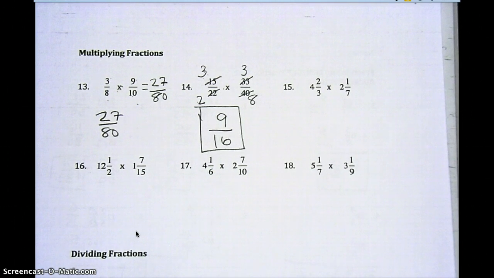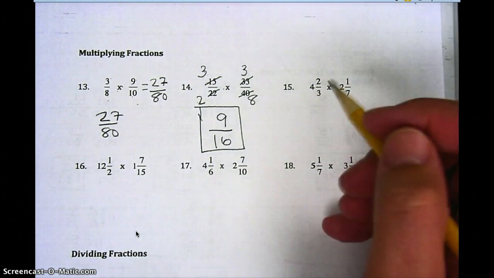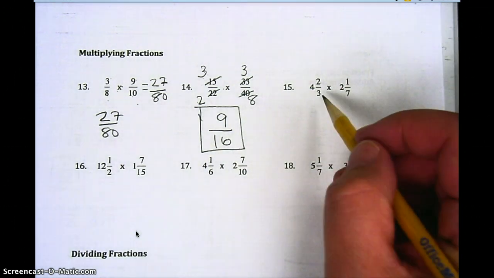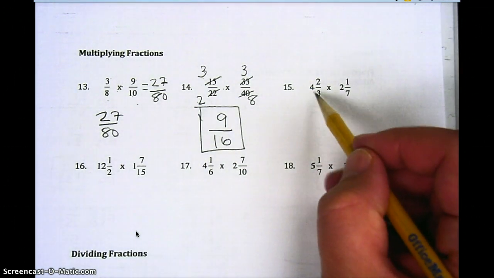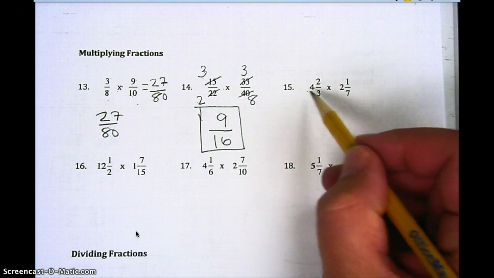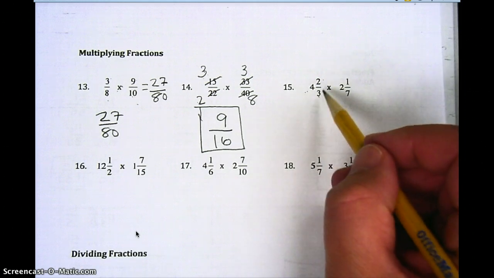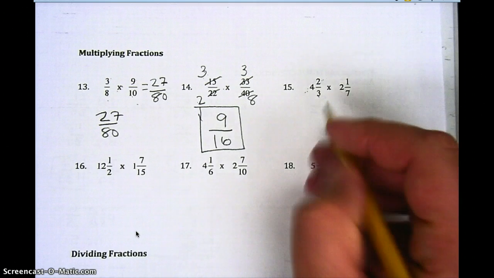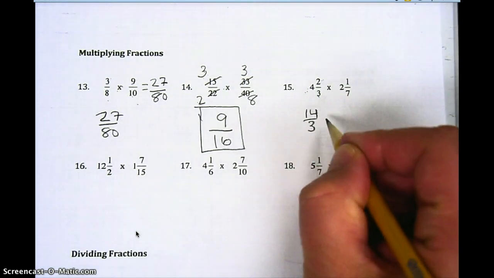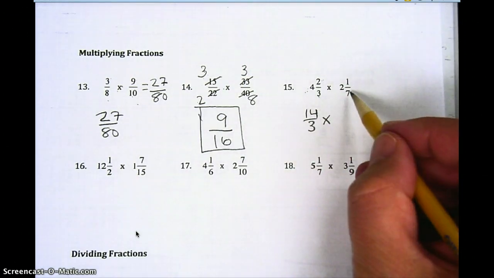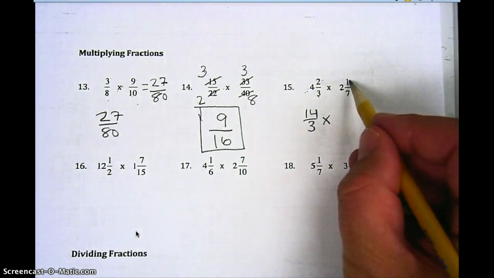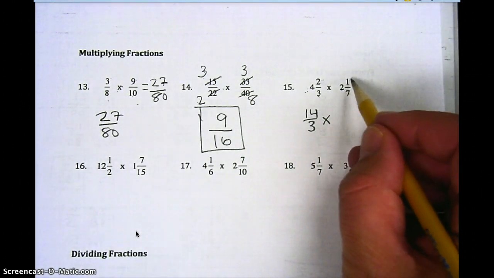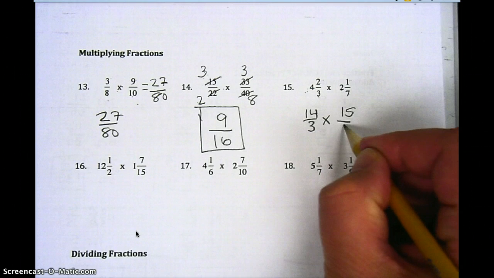Whenever I have mixed numbers, I have to change them to improper fractions before I can multiply them. The way I change a mixed number to an improper fraction is I take the denominator and multiply it by the whole number. So 3 times 4, and then add 2. 3 times 4 plus 2 is going to be 14/3. And I'm going to multiply that by 7 times 2 plus 1. 7 times 2 is 14, and 1 is 15 over 7.